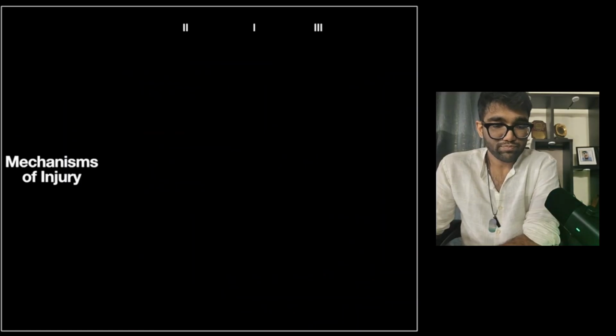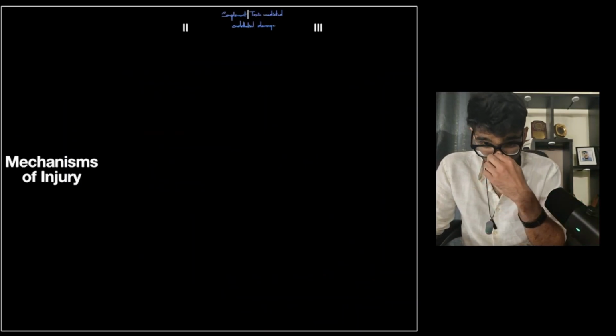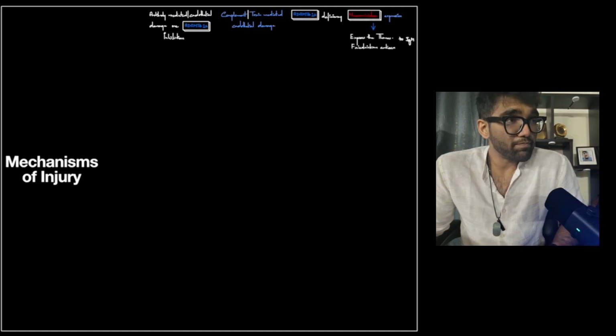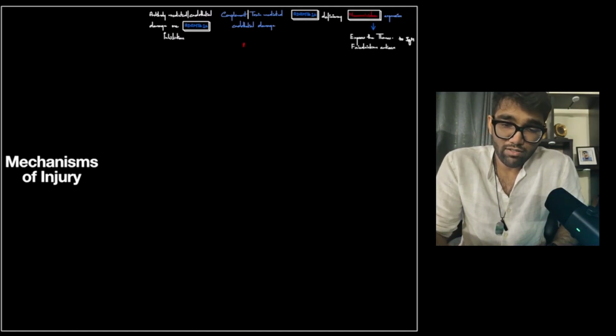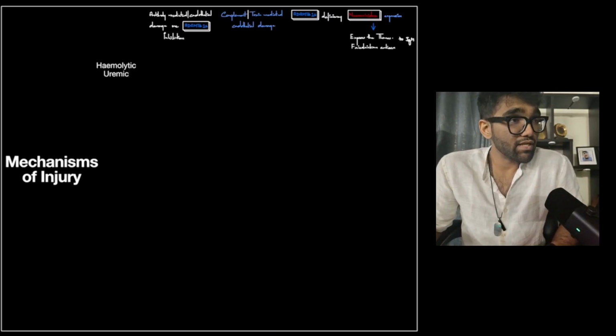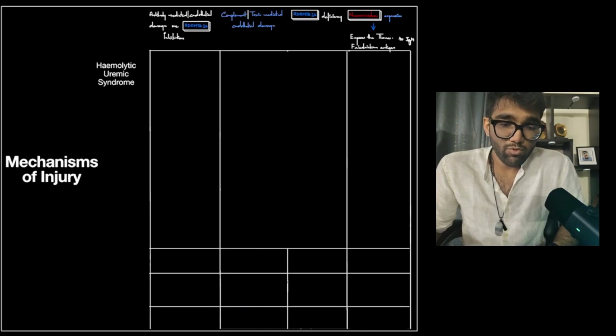Now let's plot all these mechanisms on a table. So this is mechanism 1, this is mechanism 2 and 3, and then mechanism 4. Now, there are some clinical entities that we have named. One is hemolytic uremic syndrome. What is hemolytic uremic syndrome?